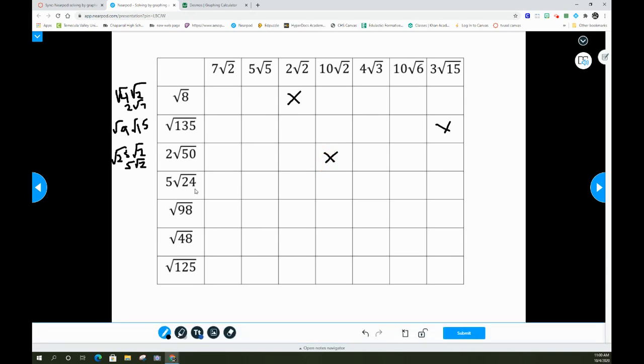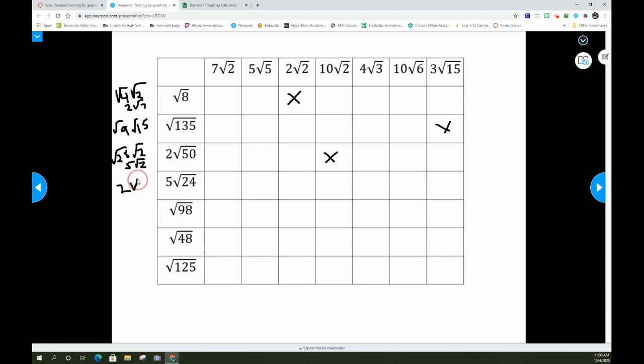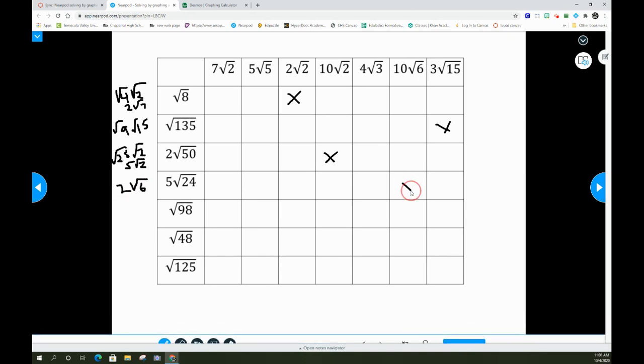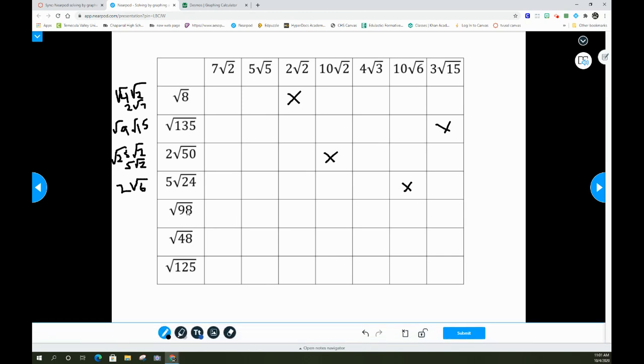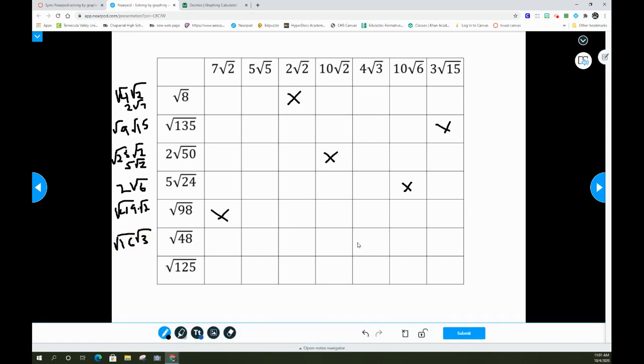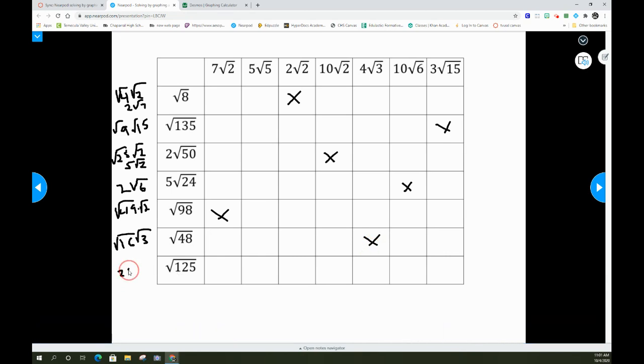24 is 4 times 6, so that's 2 rad 6. You already had a 5 out in front, so 5 times 2 is 10, and this will be 10 rad 6. 98 is 49 times 2, and the square root of 49 is 7, so this one is 7 rad 2. 48 is 16 times 3, and the square root of 16 is 4, so I'm looking for 4 rad 3. Then 125 is 25 times 5. Simplify that and you get 5 rad 5.